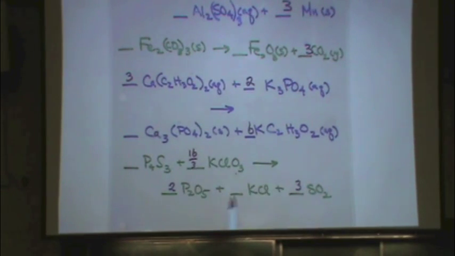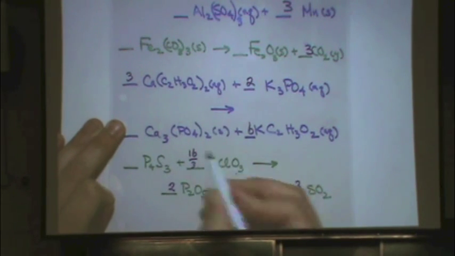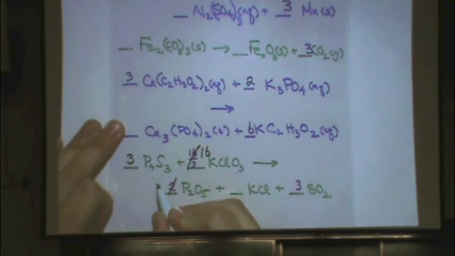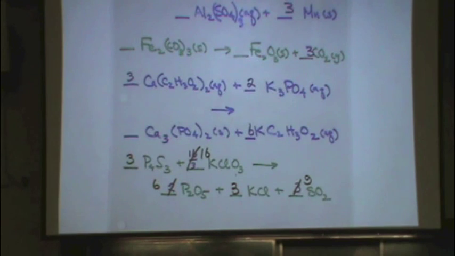It'd be 16/3. Well, I don't want fractions as my answer, so I'm going to multiply through everything by 3. So this will become 16, this will become 6, 3, and 9. That would be my final answer. Sulfur and those products in combination, when you light a match and you get that characteristic match smell, that's this reaction.